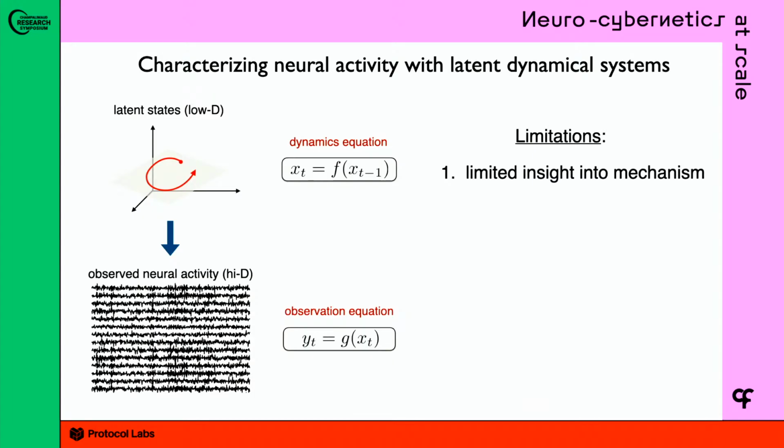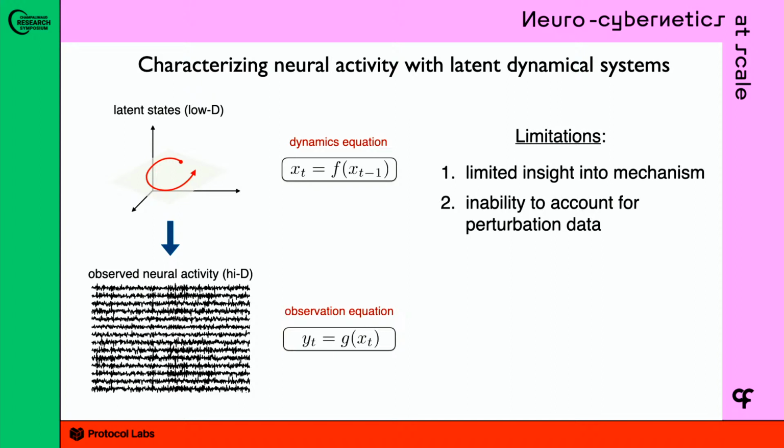So I would argue that many times these dynamics equations, how the activity progresses in time, are formulated in this abstract manifold, which doesn't tell you how you would go about building that out of neurons, all right? So we get limited insight into mechanism. And the second problem is that these models often have an inability to account for the kinds of perturbations that we're able to do with modern neuroscience tools.